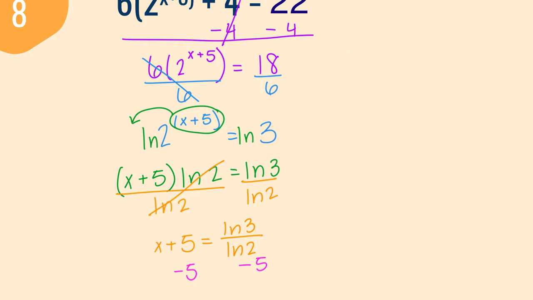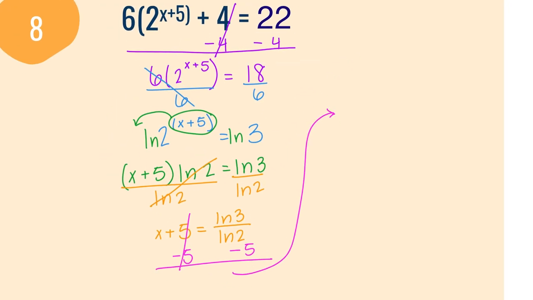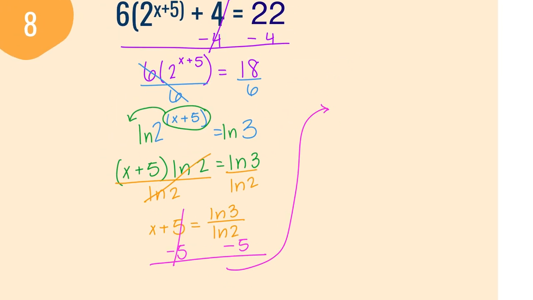Just going to keep it over here. And I'm just going to write that answer over here. And don't forget you have to plug into the calculator. So it's going to look like x equals ln of 3 over ln of 2 minus 5. Go ahead and plug that into your calculator. And if you plugged it in correctly, your answer should be x is approximately negative 3.415.